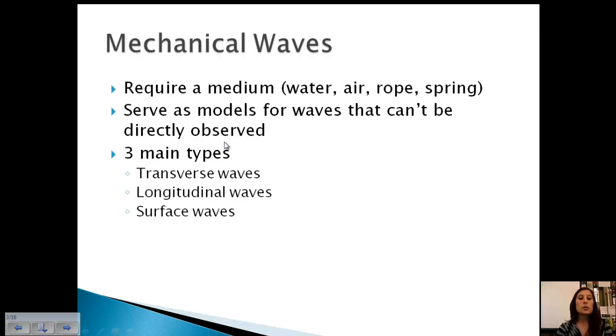So mechanical waves require a medium, whether it be water, air, a rope, a spring. We need something through which to pass the waves. And these can serve as models for waves that also can't be directly observed. So if you think about a rope, we're going to create this wave that now we can directly observe it because we're doing it through a rope. And there are three main types of mechanical waves: transverse wave, a longitudinal wave, and a surface wave.